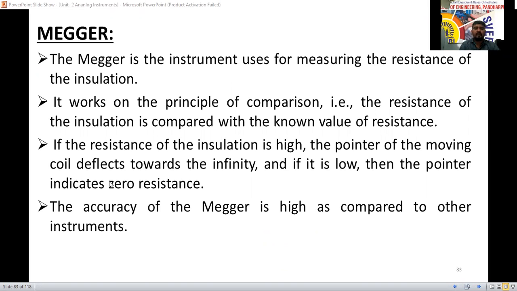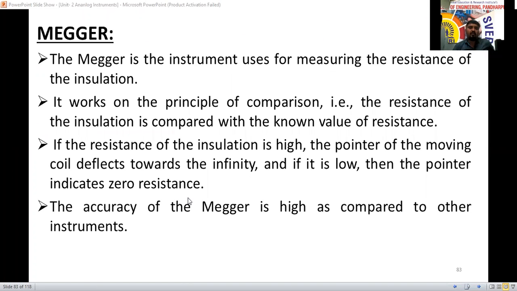Okay, so it deflects towards infinity, and if it is low, then the pointer indicates 0 resistance here. If the resistance is low, then the pointer will indicate 0 resistance. High resistance means up to infinity, however high it may be.